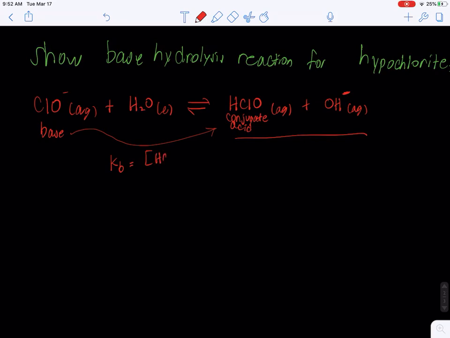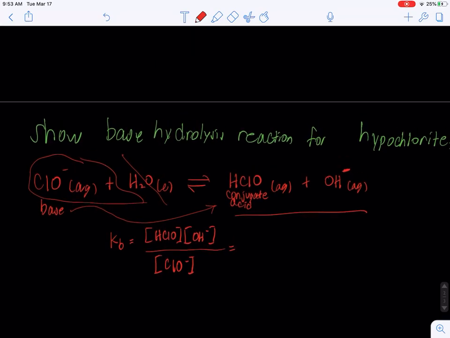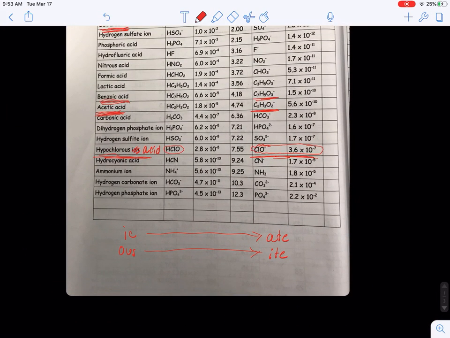So we have HClO, which is neutral. We have OH, which is a -1 ion. And that's going to be all divided by the reactant. Now this is water, so it doesn't enter into the equilibrium expression. So we write hypochlorite ion like that, ClO negative. And this value here has a, let me show you in the appendix here.